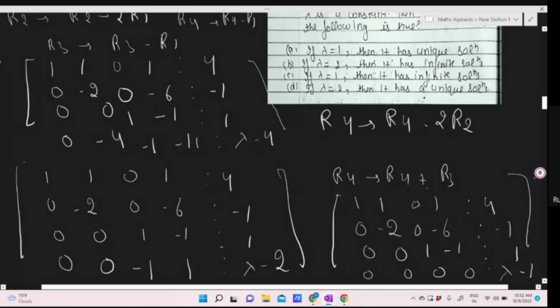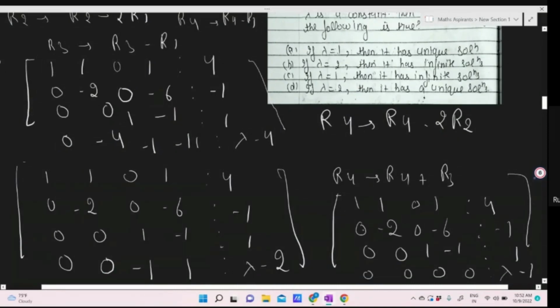Now let us consider option A. Option A says that if lambda is equal to 1, then the system will have a unique solution. Here, if you put lambda equal to 1, rank of A will become 3. Rank of the augmented matrix will also become 3. Therefore, we will have infinitely many solutions. So, option A is incorrect.